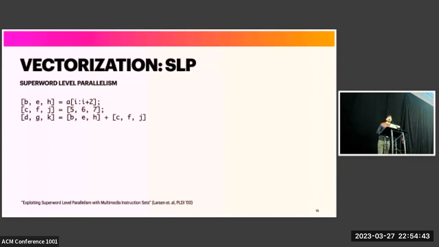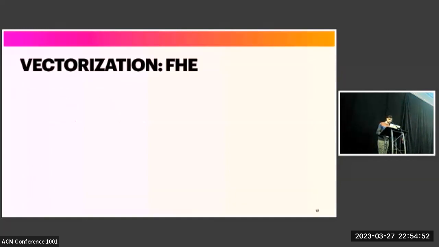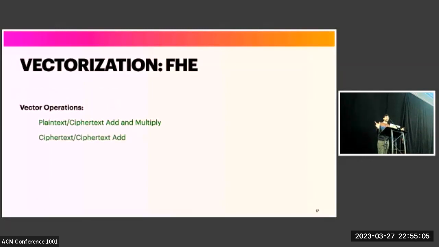Okay, this all seems very cool, but to understand exactly why SLP doesn't just magically solve our vectorization problem, let's take a look at what vectorization actually means in an FHE context. We have a number of vector operations available to us. We've got plaintext-ciphertext add and multiply. This is very cheap when one of the two operands is a plaintext. We've got ciphertext-ciphertext add. This is also relatively cheap because we're just adding polynomials. We've got ciphertext-ciphertext multiply. This is very expensive because multiplying polynomials is expensive.